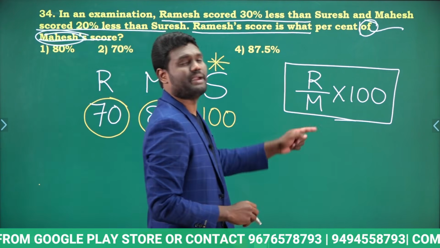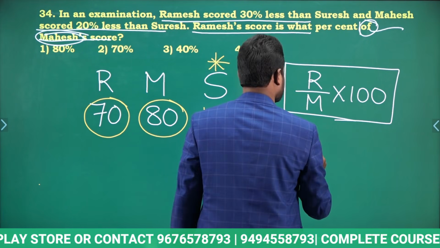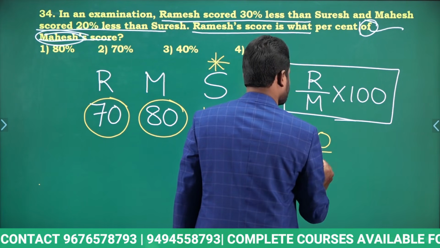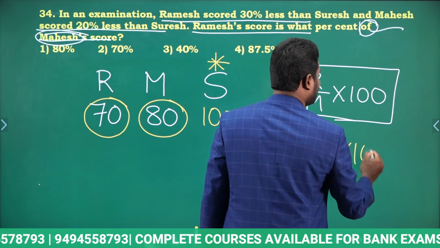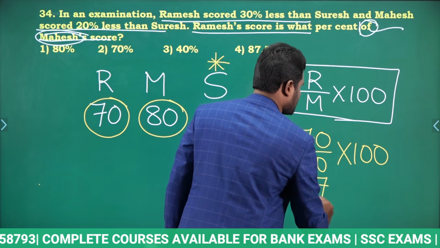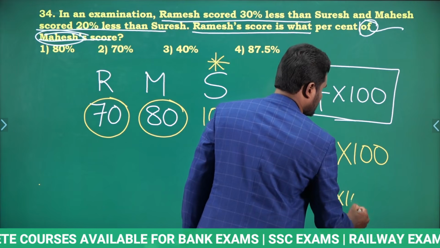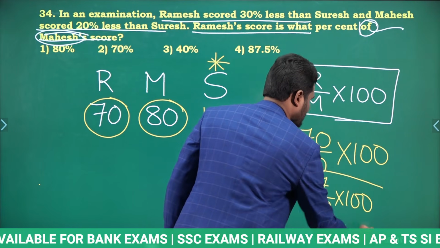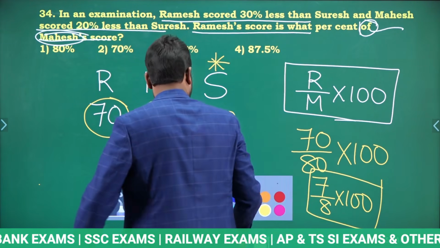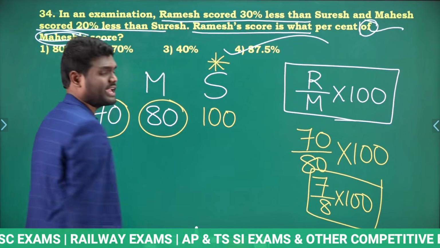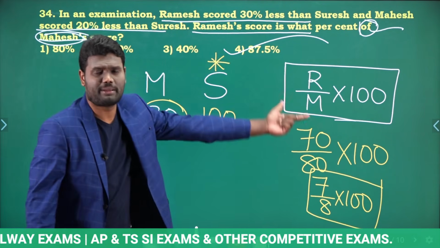Our question is Ramesh by Mahesh. So Ramesh is 70 and Mahesh is 80. So 70 by 80 into 100, which is the same as 7 by 8 into 100. 7 by 8, I already told you to remember, is nothing but 87.5%. Okay. So the answer is nothing but 87.5%.